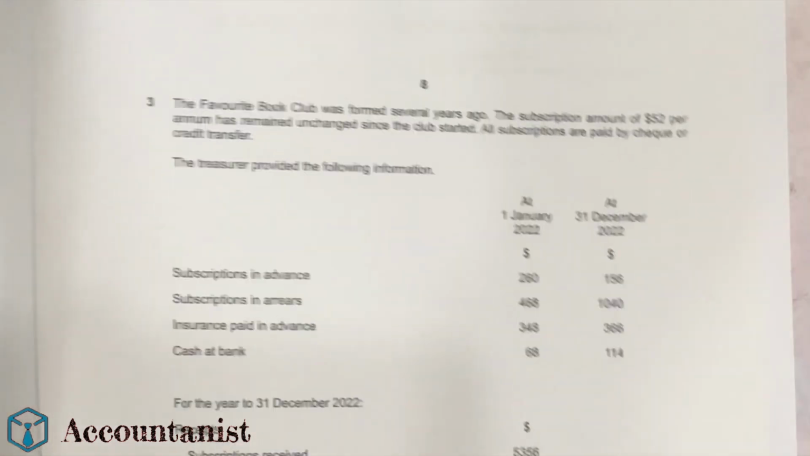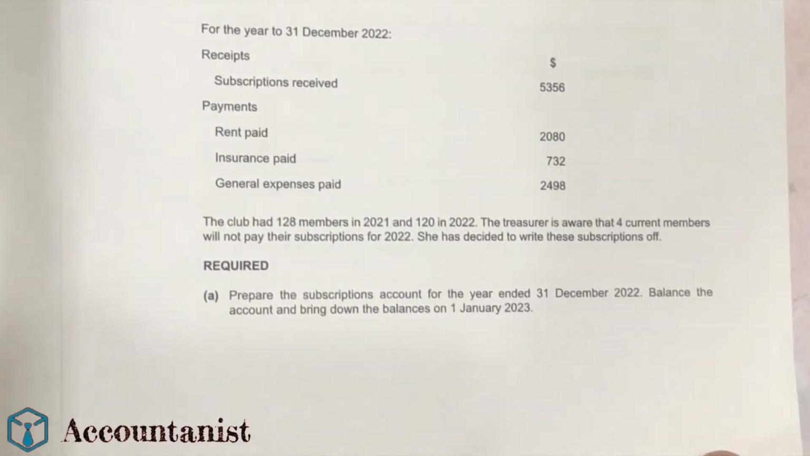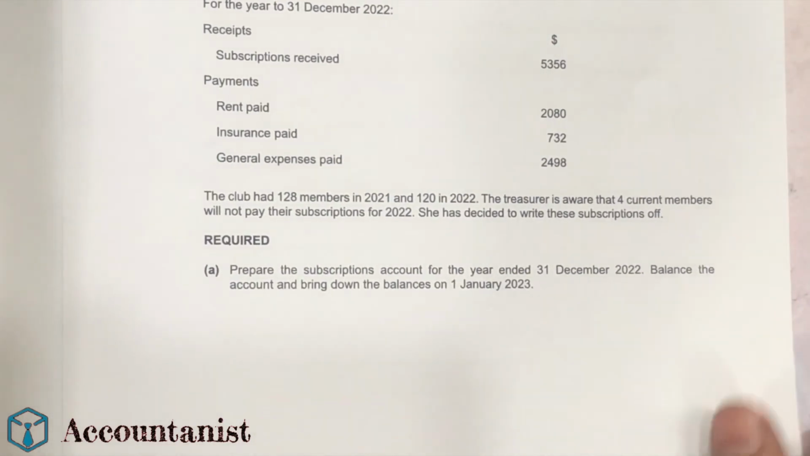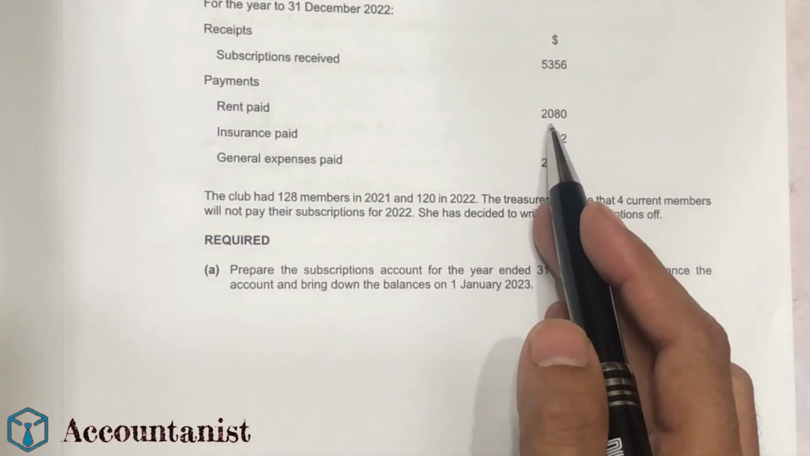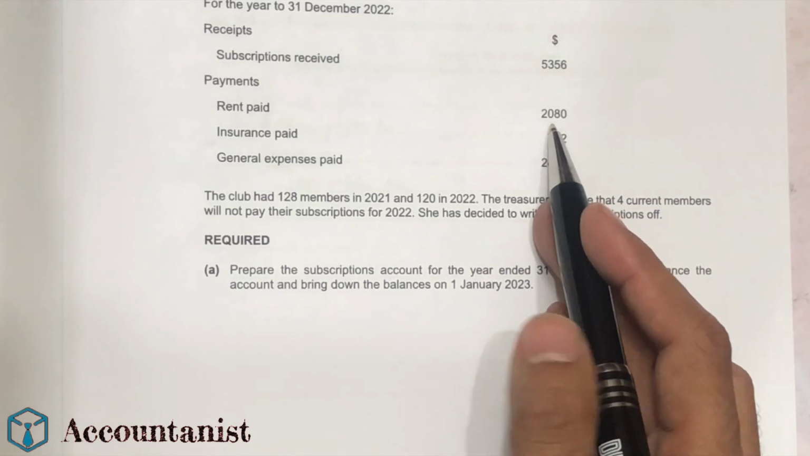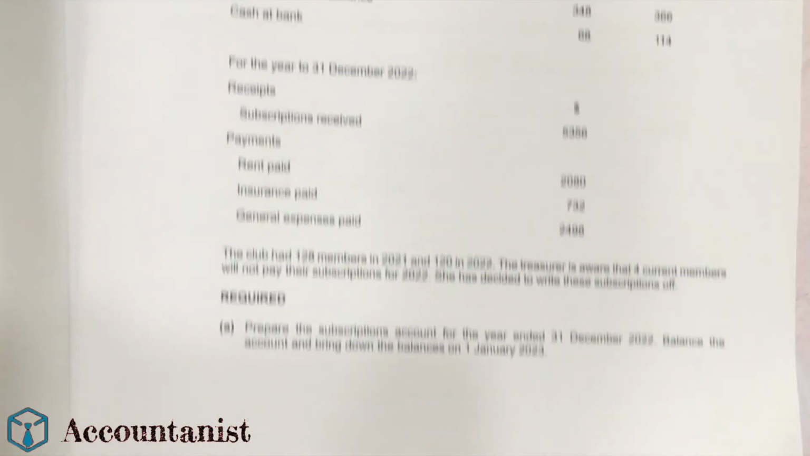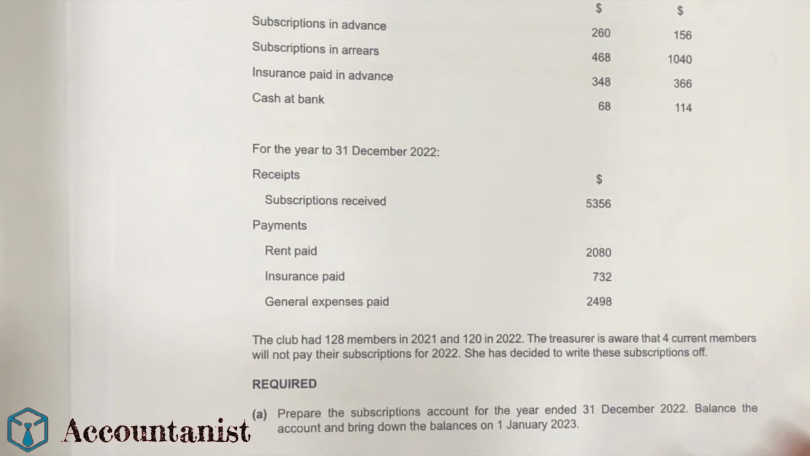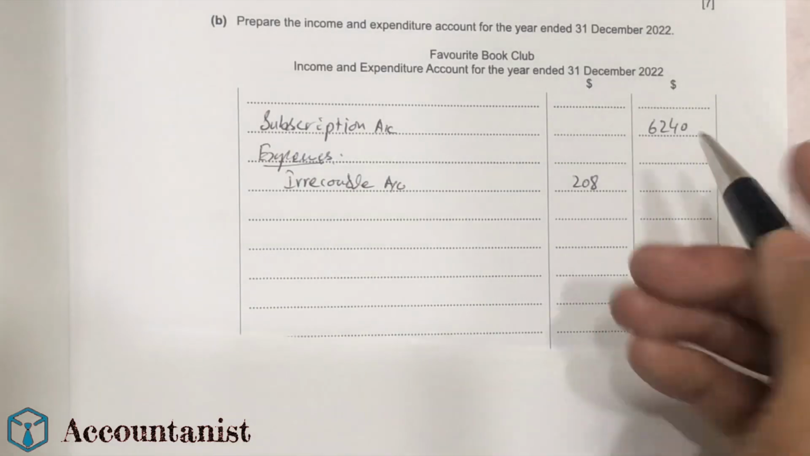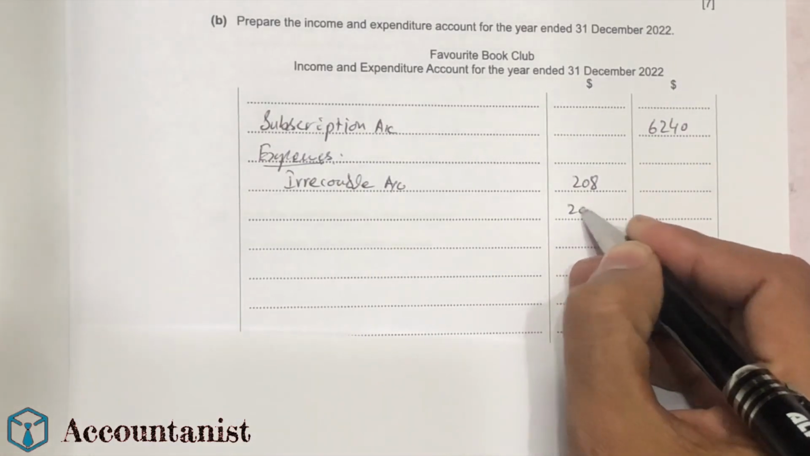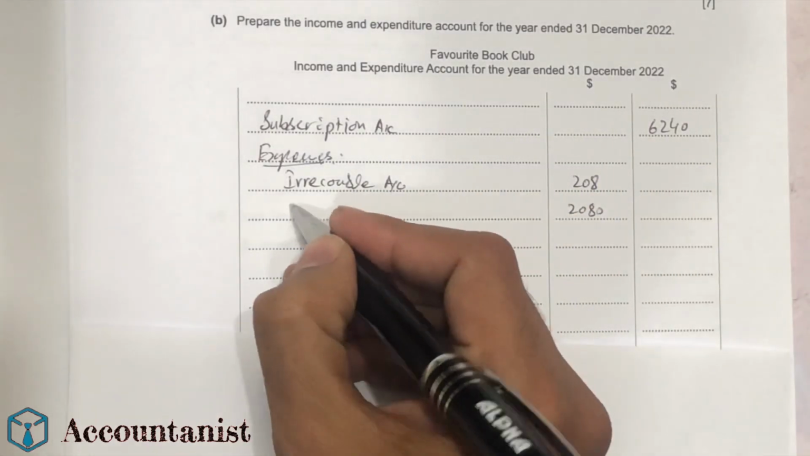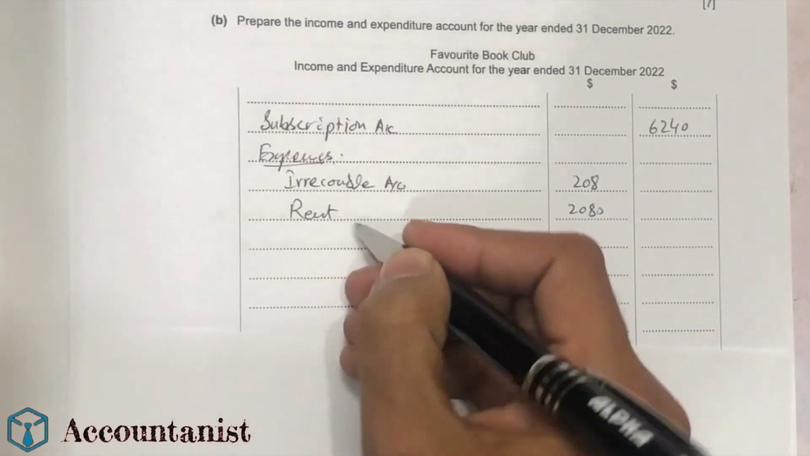Alright, so the next is we have to see the payments that we have made. So rent is paid, so 2080. So we do not have any adjustment relating to the rent here, the opening balance or closing balance of accrual or anything. So we'll straight away write down 2080 here with the rent expense.